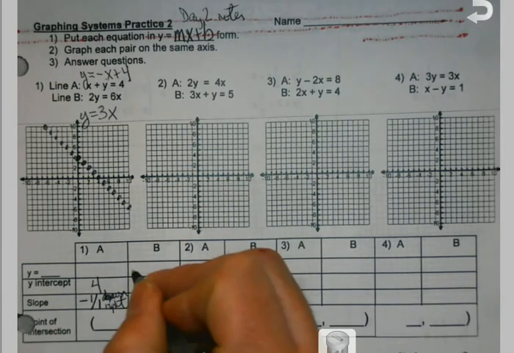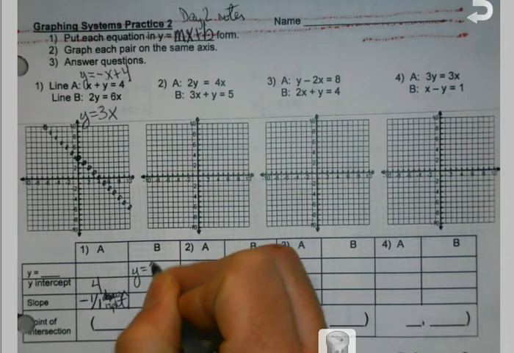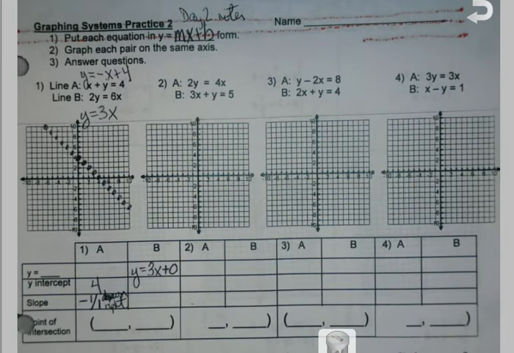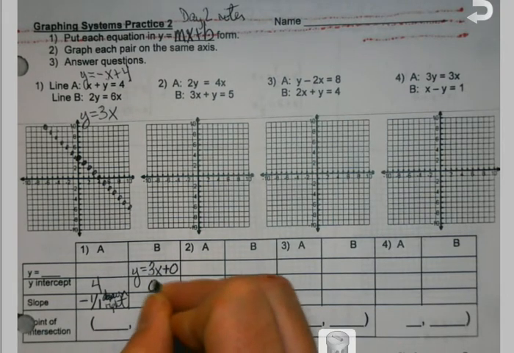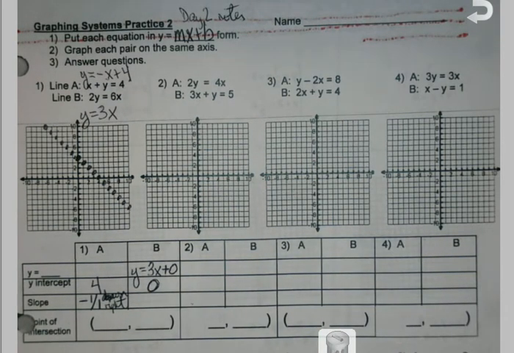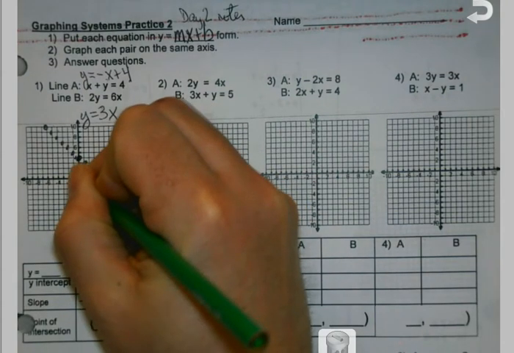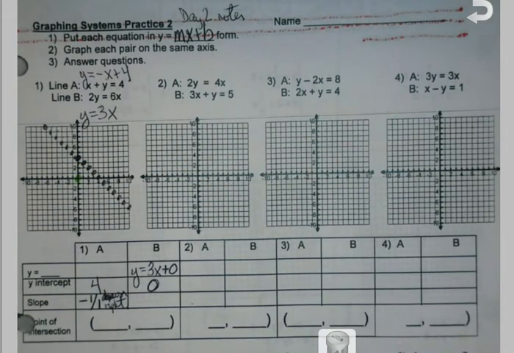So I'm going to take my y equals 3x, and if there's no number on the end here, we're going to work it like it's just 0. So my y-intercept is that number that's on the end. It's still at 0. And I'm just going to use my other color now so I can kind of see what's going on here.